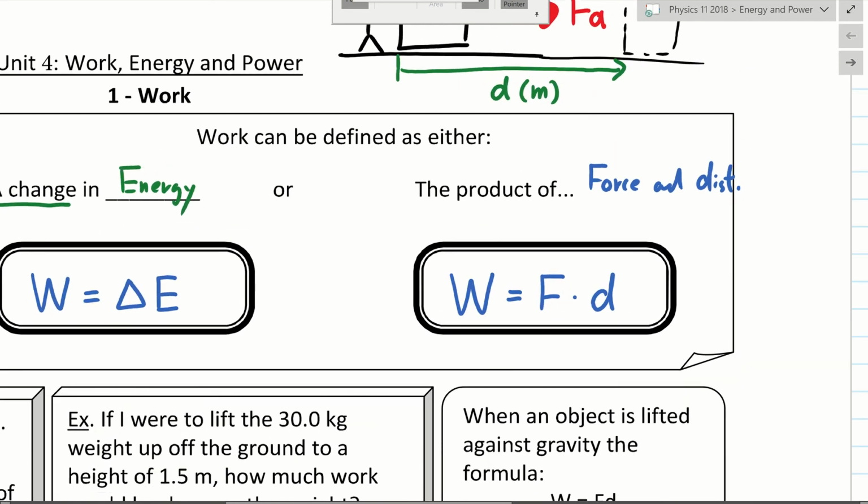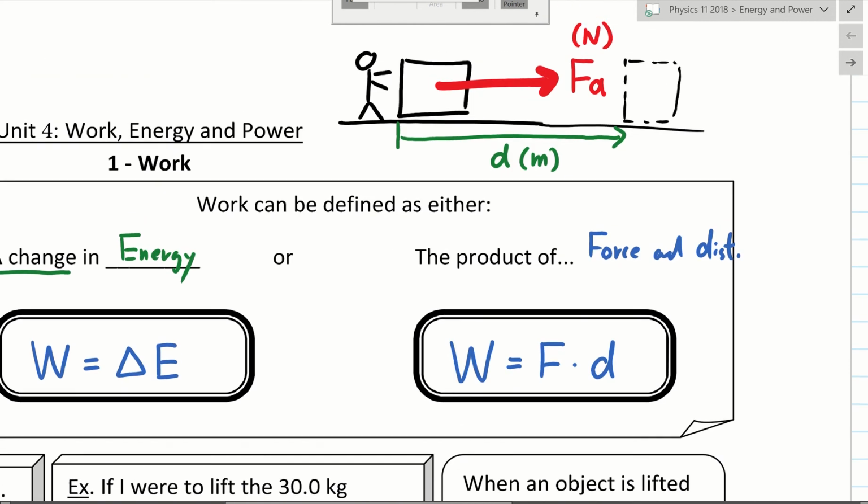Now, one thing that you need to be careful about is the force and the distance have to be parallel to each other. Like in this case, the force and the distance are parallel. Parallel doesn't mean the same. Parallel can also be opposite, but they have to be in the same direction or opposite, not perpendicular. So your force direction and your distance direction have to be parallel to each other.